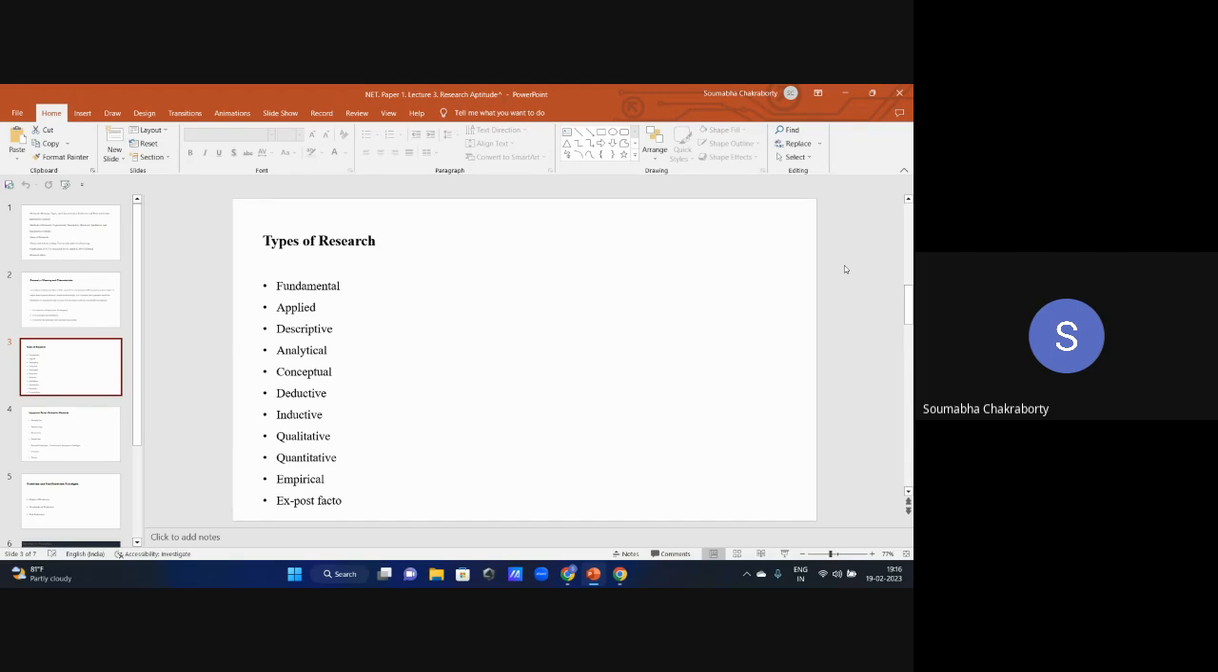After that, we have conceptual research. Conceptual research is usually undertaken by philosophers or thinkers to reinterpret an existing idea. Let's say there is a theory. Let's take, for example, Marxist theory.